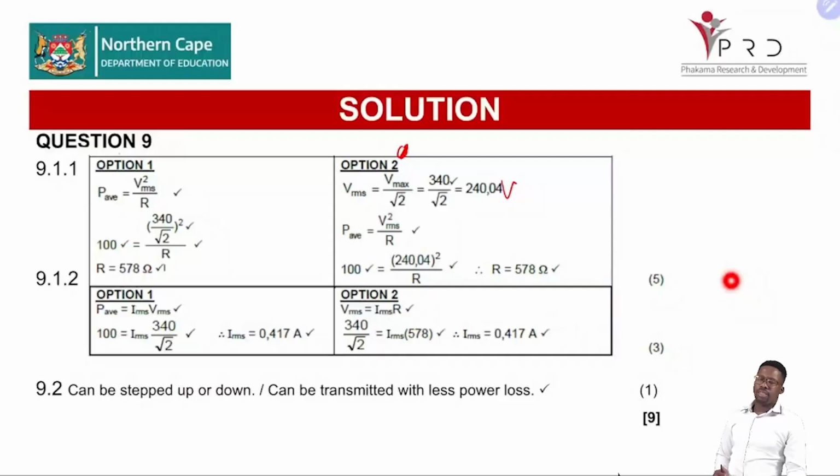The second question, calculate RMS current. You can say power average is equal to IRMS multiplied by VRMS. What is our power? 100. We know our VRMS is 240.04 multiplied by IRMS. Then you divide both sides by 240.04. You are going to get 0.417 amperes or 0.42 amperes.